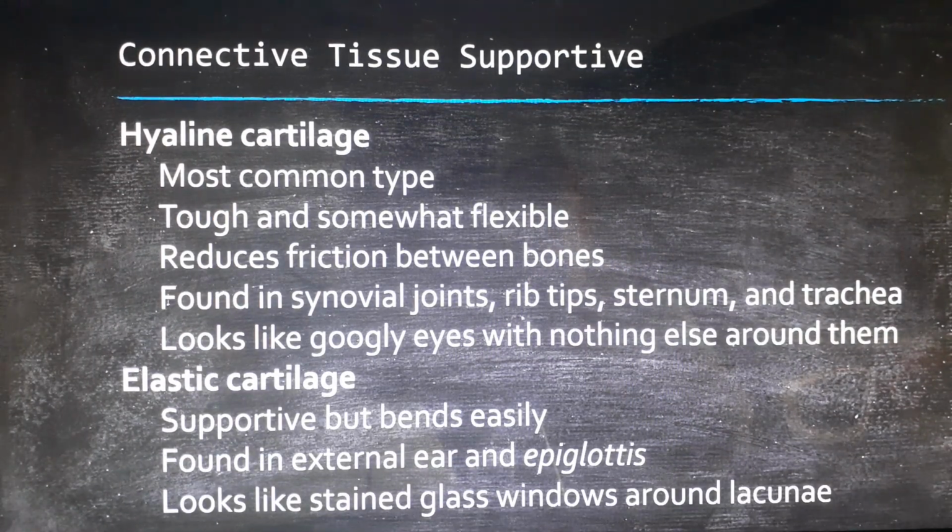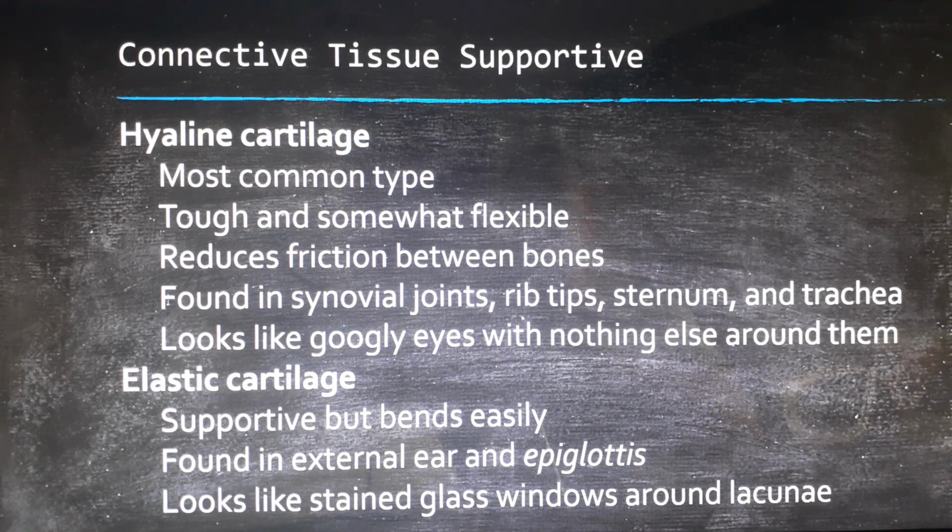Hyaline cartilage is the one you're going to find in most of your body. It is tough but flexible, and its main job is to keep your joints frictionless. It's smooth and glossy and glassy. It attracts a lot of water into the matrix. So we're going to put it in places where two bones have to meet, like synovial joints, on the fronts of your ribs, around your sternum, and in your trachea. Looks like googly eyes with nothing else around them if you look at them on the slide.